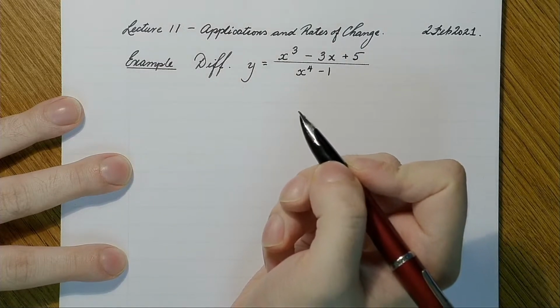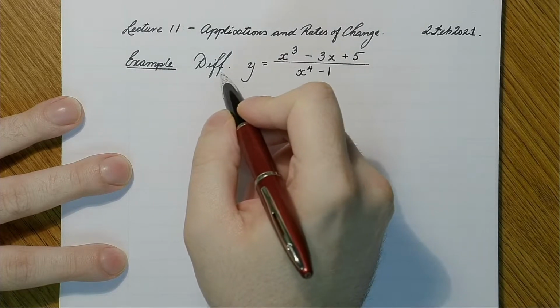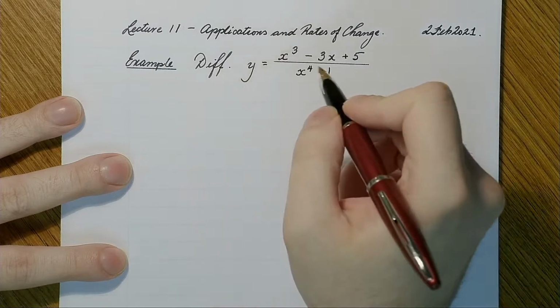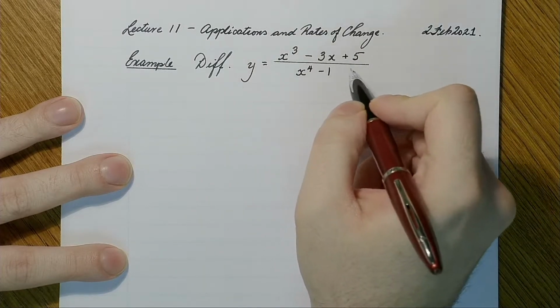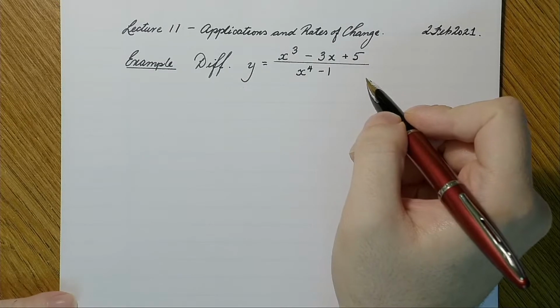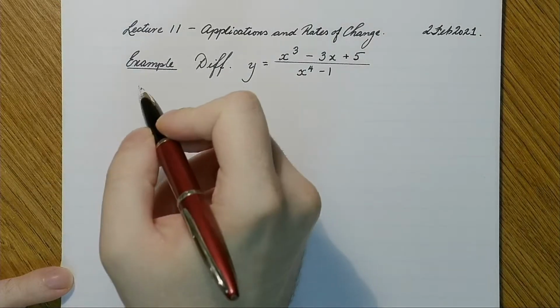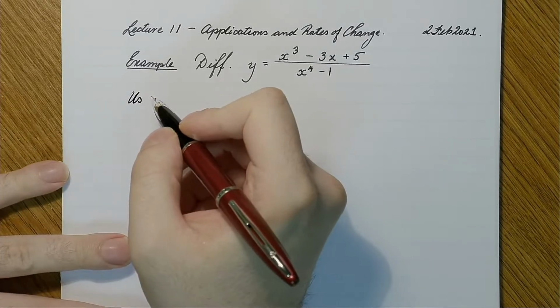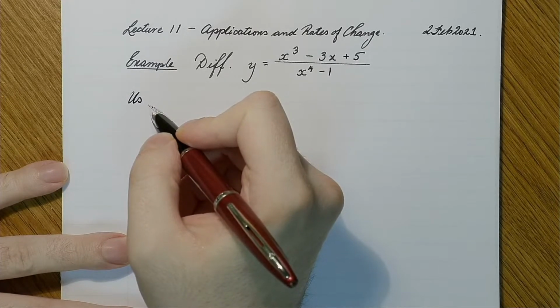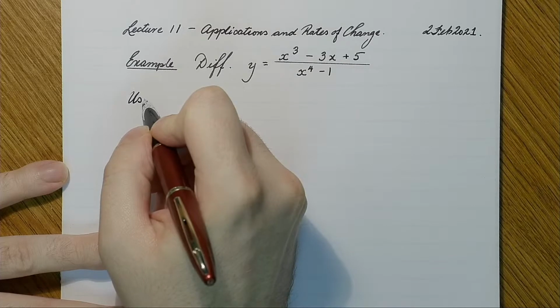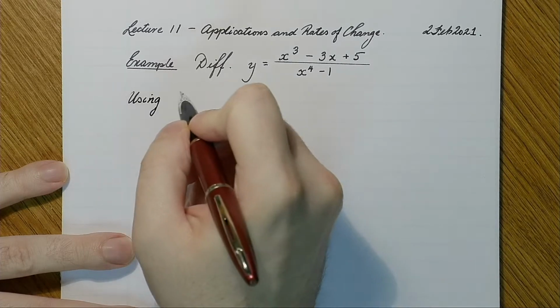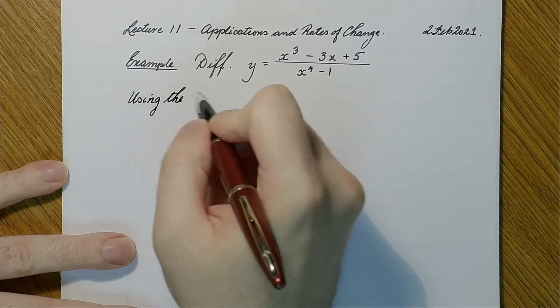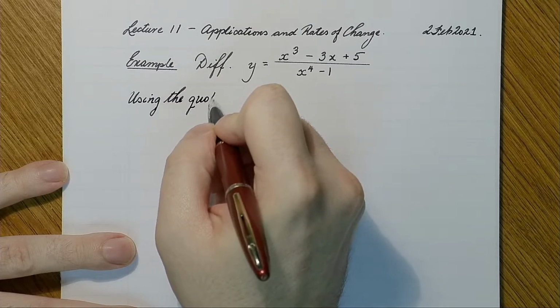So today we're going to start off with an example. We're going to differentiate this function y equals (x cubed minus 3x plus 5) over (x to the fourth minus 1). So, again, using the quotient rule.